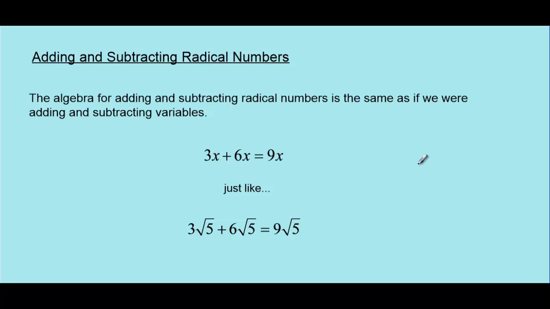But here's the thing to remember. If we had x's and x's, we can add them together. But we can't add x's and y's together. They're not like terms. Same rules apply with radical numbers. A root 5 can add with a root 5, but a root 5 can't add with, say, a root 7. Those are not like terms, so those are not able to add together.